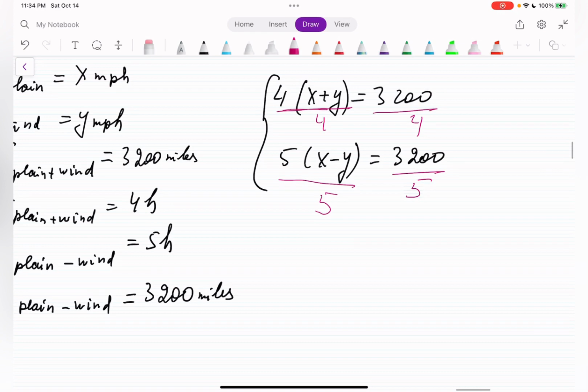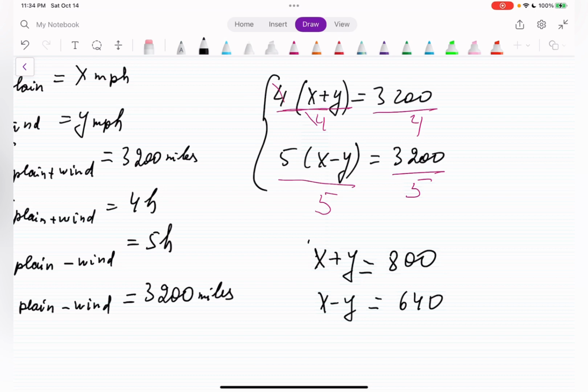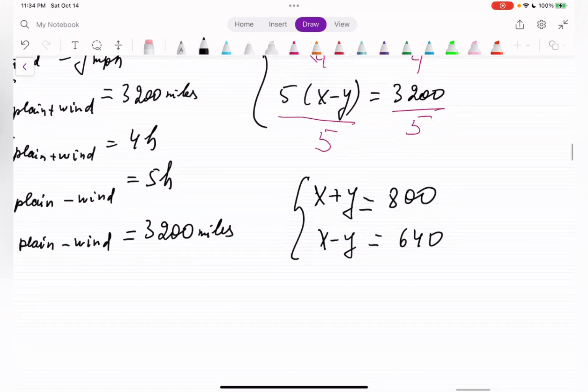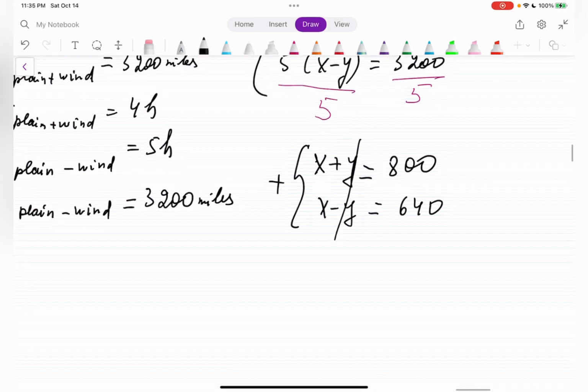So what am I going to get? This 4 and 4 is gone, and I'm getting x plus y equal to 800, and here x minus y is equal to 640. After that, it's very easy. Plus y minus y is gone, and I'm getting 2x is equal to 1440, and x is equal to 720.